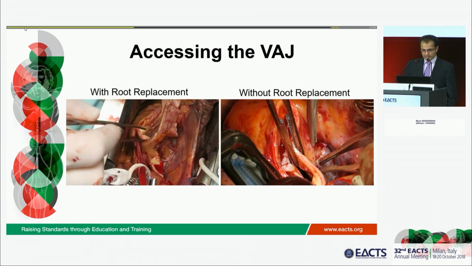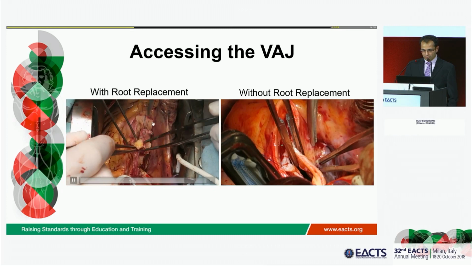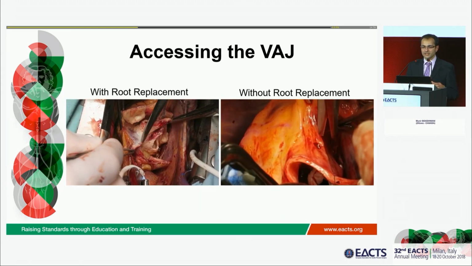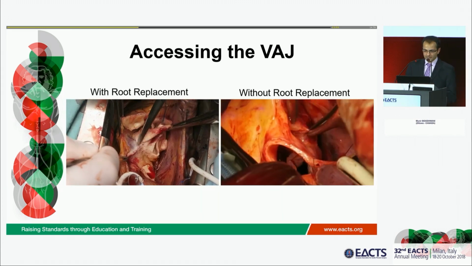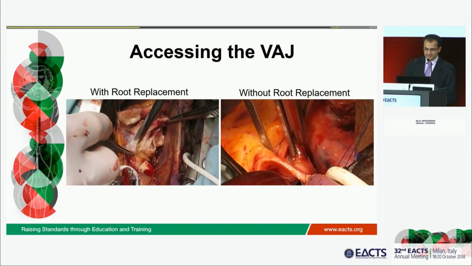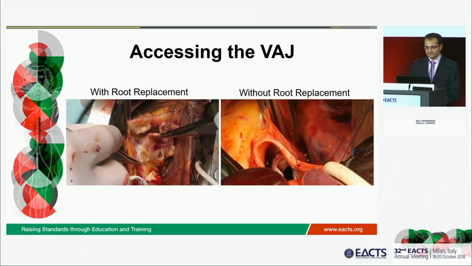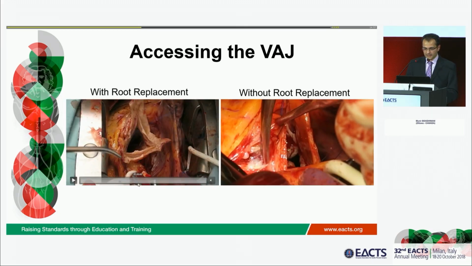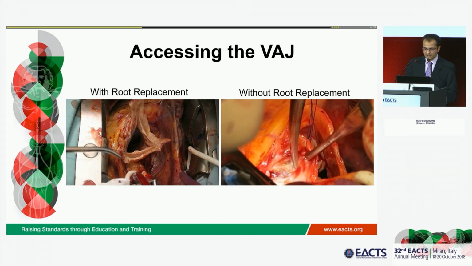In contrast, I'll also show you a short video clip of a scenario where you don't have root replacement. And in this case, again, the non-side of the aortic root is easily accessible. However, the coronary arteries get in the way of our ability to access the ventricular aortic junction. So in this case, after the non-right region is dissected to the extent possible, we move to the left-right region. And we dissect down all the way to the ventricular aortic junction.